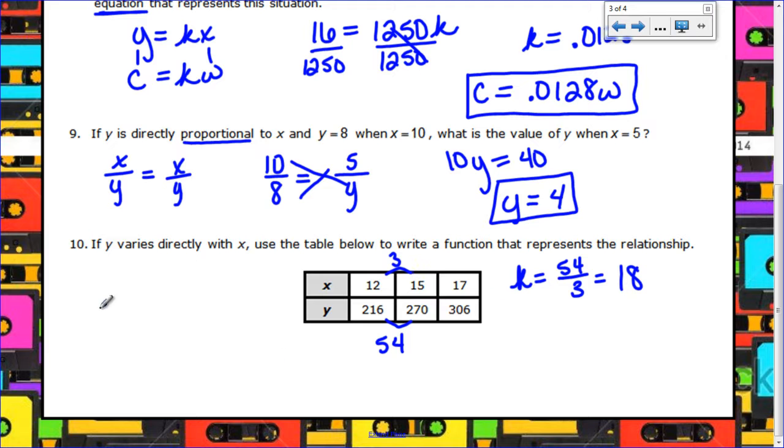Well, now to write a function, I'm going to have f of x, or y equals 18x. That's the function. And if you wanted to test it to see if it worked, you could plug your x values in. If you do 18 times 12, I bet you it's 216. If you do 18 times 15, I'm pretty sure it is 270. And if you do 18 times 17, it's going to equal 306. So you can check it really quick with your calculator.